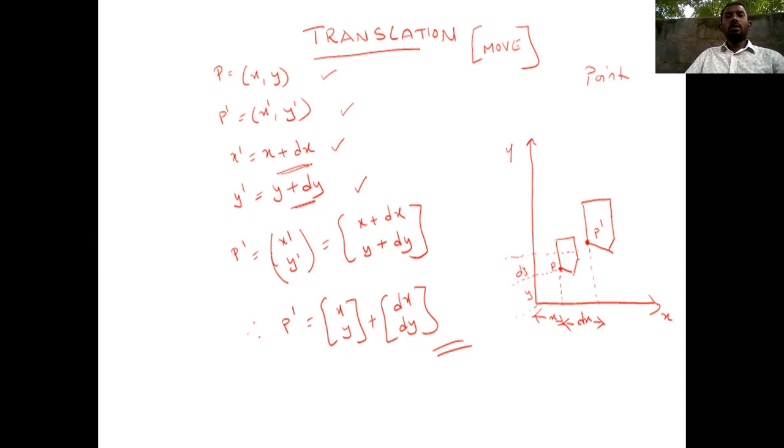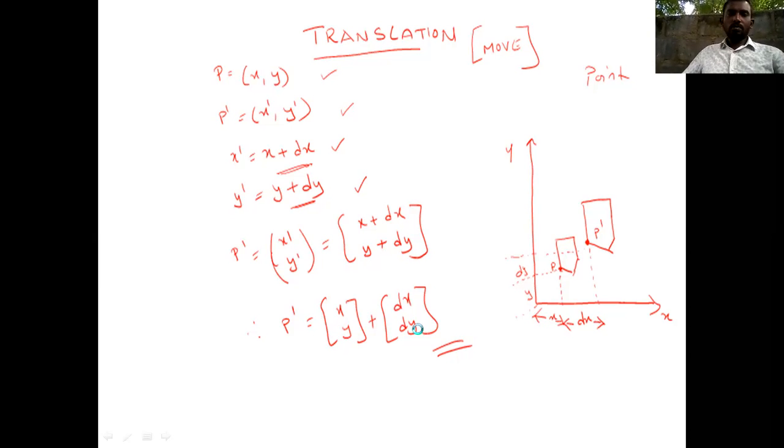How can we move the object? How can we find out how much the object will move in this direction? The total is p dash equals x comma y plus dx comma dy. So it is a translation.